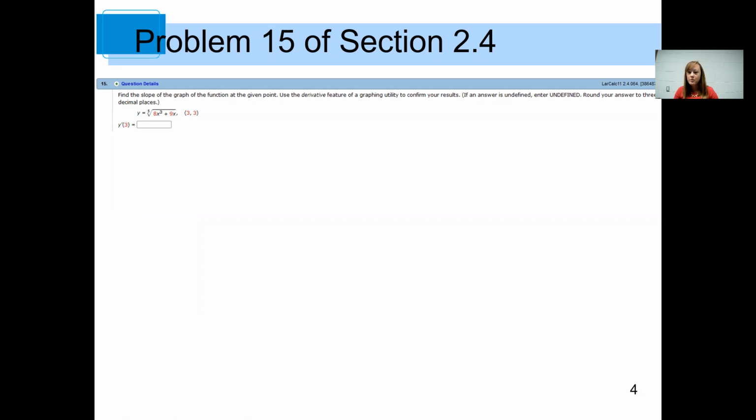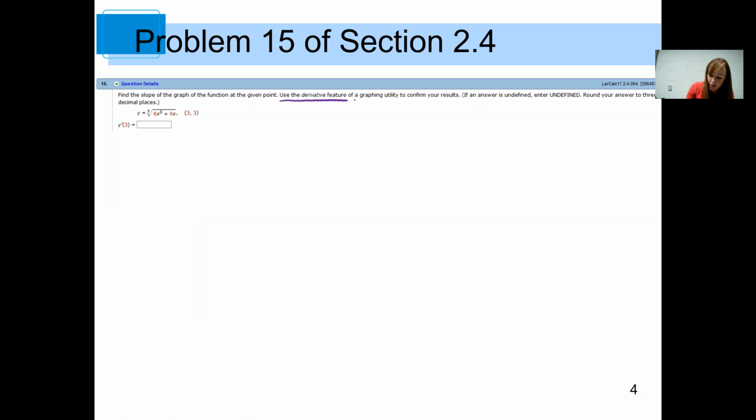Okay, so we are on problem number 15 from section 2.4. In this problem, we are asked to find the slope of the graph of the function at the given point, and we want to use the derivative feature of a graphing utility to confirm our results.